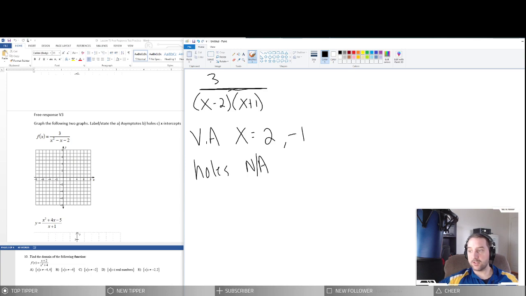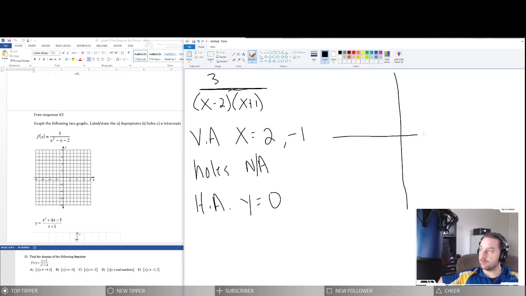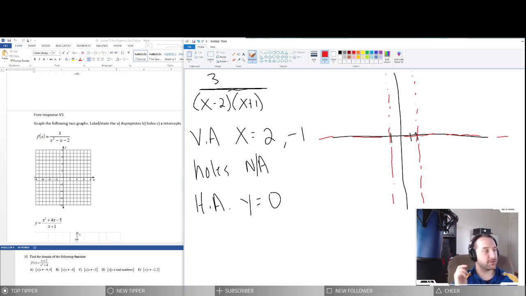The horizontal asymptote: because my denominator has a degree of 2 and my numerator has a degree of 0, the denominator has a larger degree, so therefore it's automatically y equals 0. So for my graph, what I would have so far are asymptotes here at -1, asymptotes here at 2, and an asymptote here at y equals 0. Questions on what I got there so far?